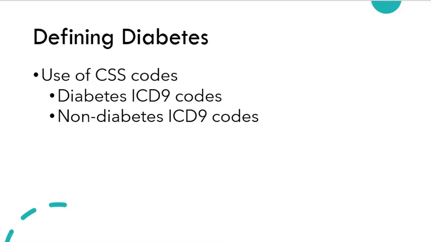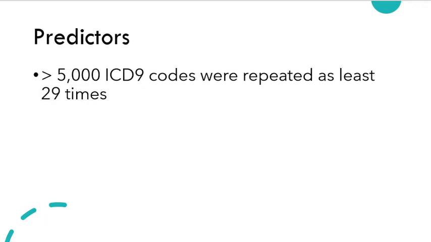In this project, one could use the CCS codes for defining diabetes. The CCS codes provide information that maps diabetes ICD-9 versus non-diabetes ICD-9 codes. As far as predictors, diabetes was examined using its association with other health conditions. The dataset had thousands of ICD-9 codes, and of those codes, over 5,000 ICD-9 codes were identified as being repeated at least 29 times or higher.